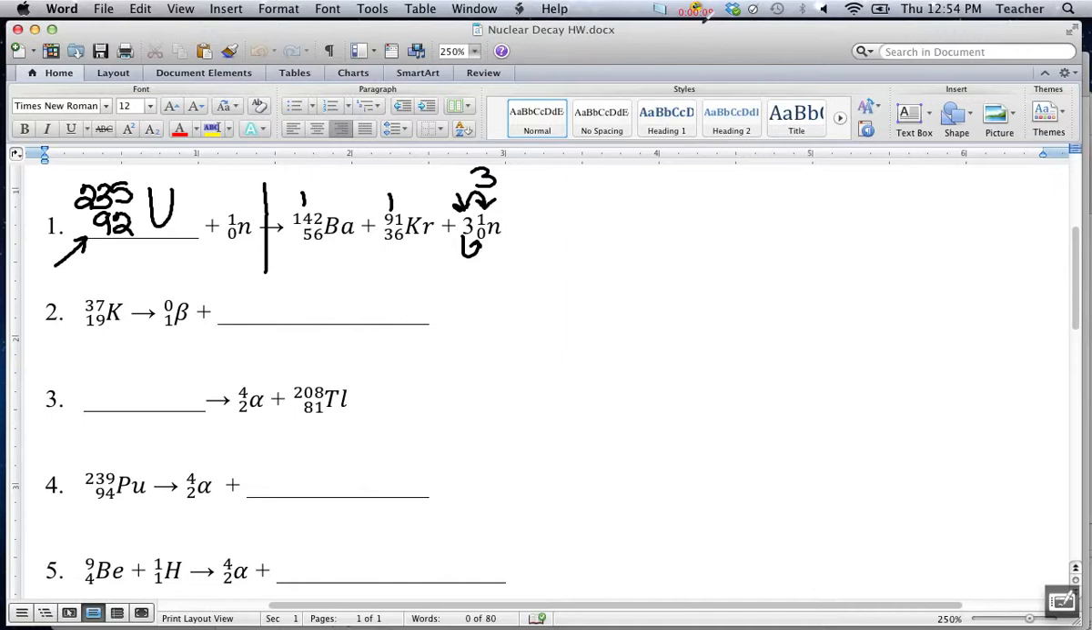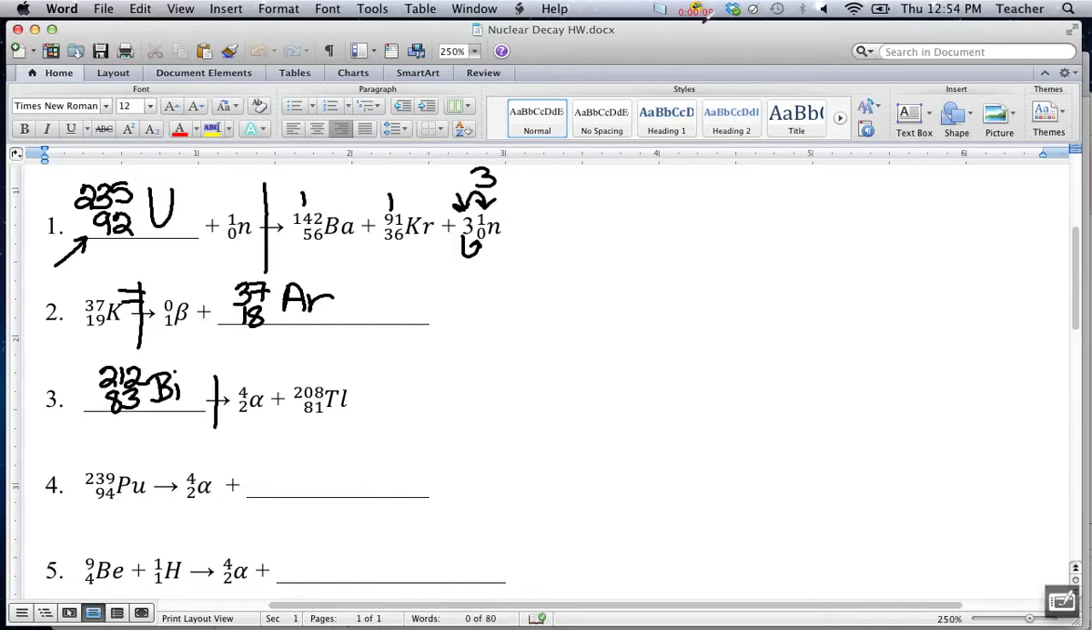All right, with number 2, divider is here. 37 is equal to 0 plus 37 on the top. And then 19 is equal to 1 plus 18 on the bottom, and 18 is Ar. With number 3, okay, 4 plus our 208 gives us 212 on the top, and then 2 plus 81 gives us 83 on the bottom, which is Bi on the periodic table.